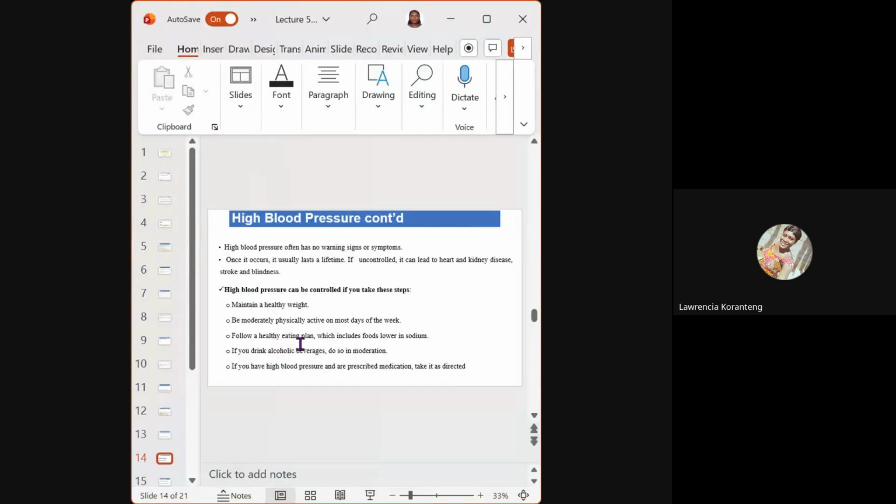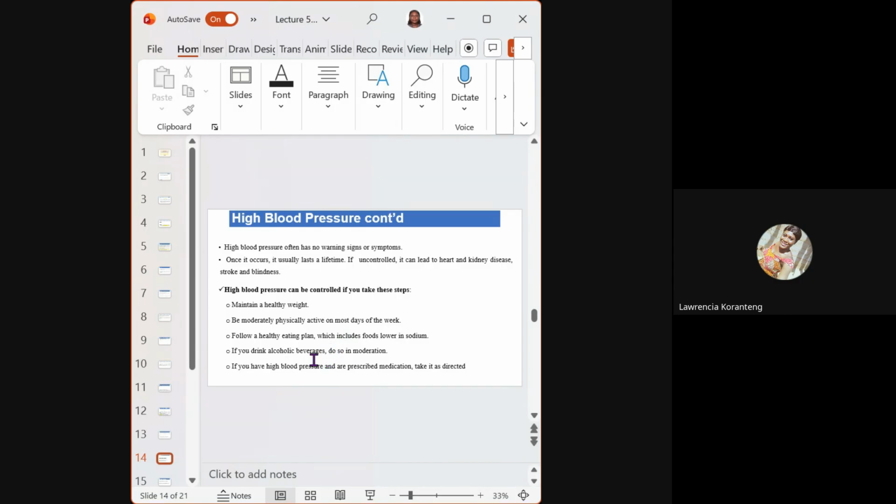We should follow a healthy eating plan, which includes a low sodium diet. So once you are hypertensive, you should start reducing your sodium levels. If you drink alcohol, do that in moderation, or you can stop. If you can stop, stop. If you can't, then do it once in a while, only occasionally.